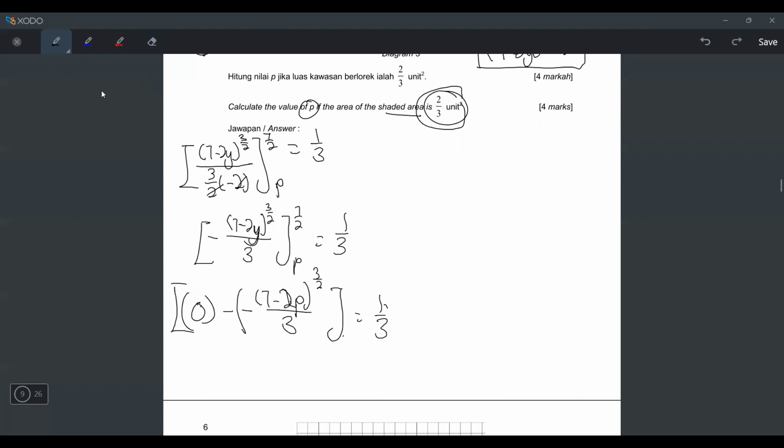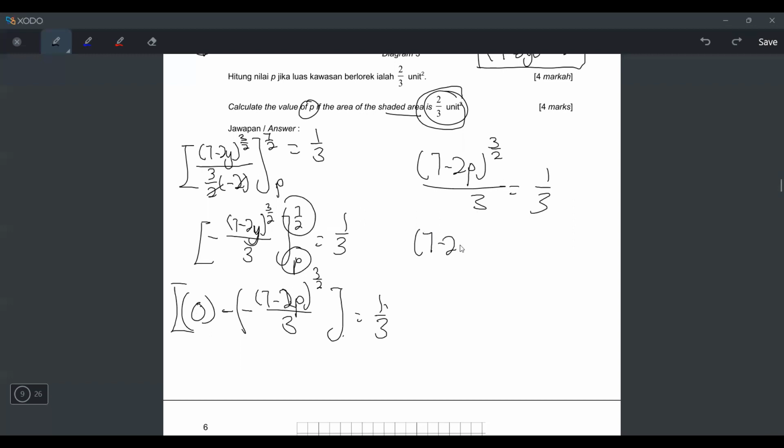Okay, so this is what I end up with. So this minus come from here. And then this minus come from memang the formula is like that one. Because you ganti this one and have to minus ganti this one, right? That's why I got 2 minus here. So now minus become positive. So it will be 0, tak payah tulis, plus with what? Plus with 7 minus 2p power 3 over 2 over 3 equals to 1 over 3. The rest here all hilang already. The reason why is because it's 0 and minus become plus. That's why the negative all hilang already. So now I can just pindah, and then I will get my p.